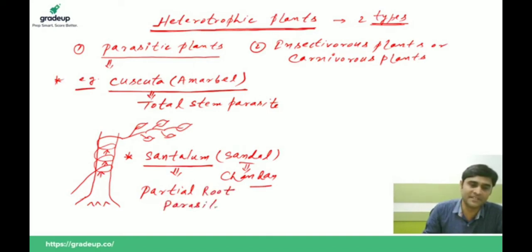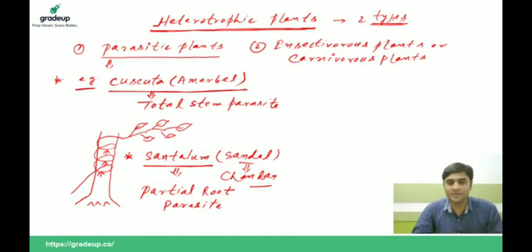What is the meaning of a partial root parasite? Santalum inserts its roots into the roots of another plant and absorbs water and minerals. It performs its own photosynthesis. It also absorbs water itself, but some water is taken from other plants. So it is partially dependent on the roots of other plants. So Santalum is known as a partial root parasite. Is it clear or not? Half dependent. Yes, absolutely right.